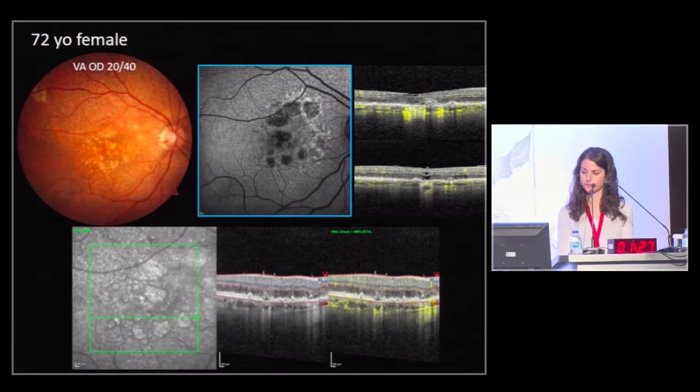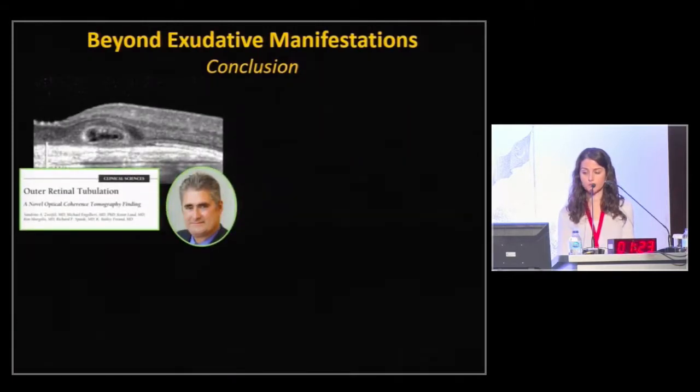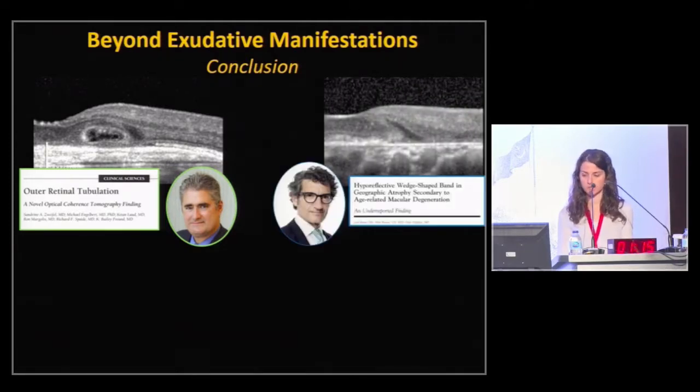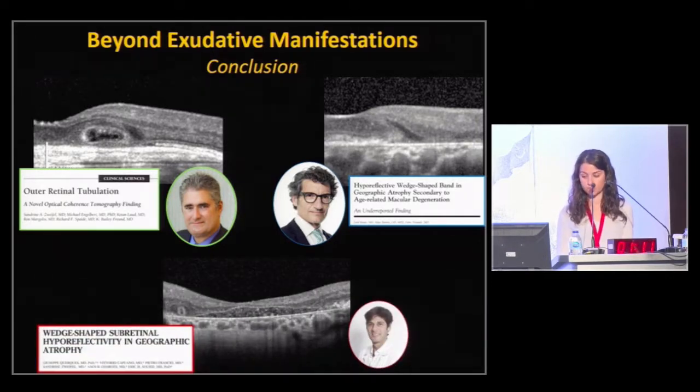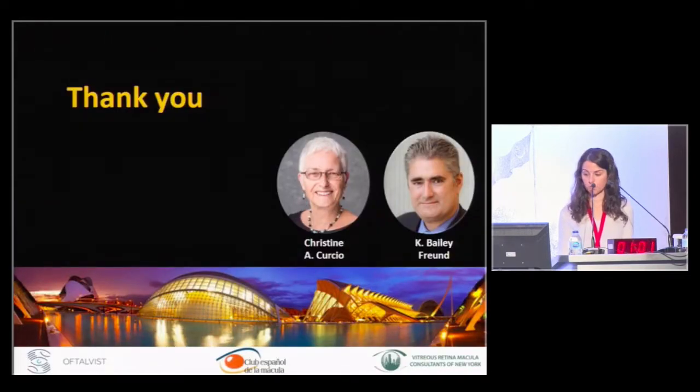So in conclusion, we see that some OCT features may mimic intraretinal or subretinal fluid, as we have seen: the outer retinal tubulation, the hyperreflective wedge, and the plateau, but none of them correspond to exudative changes in AMD cases. And I want to thank Dr. Querques and Dr. Bailey Freund because I have been working with them on all these OCT features and the clinicopathological correlations. Thank you so much.